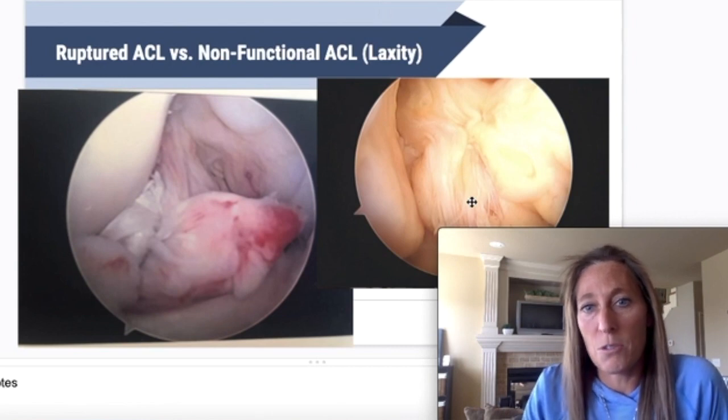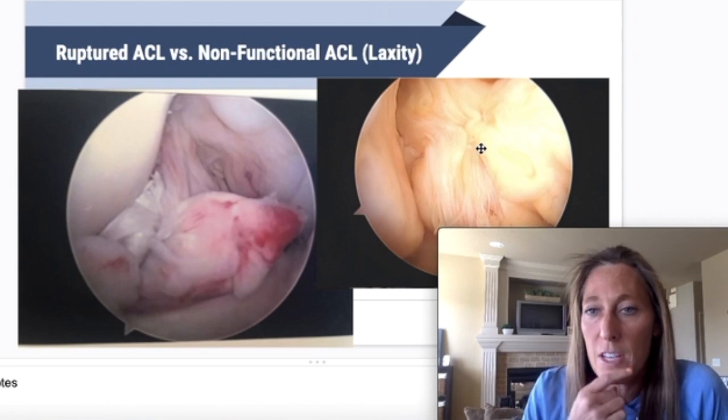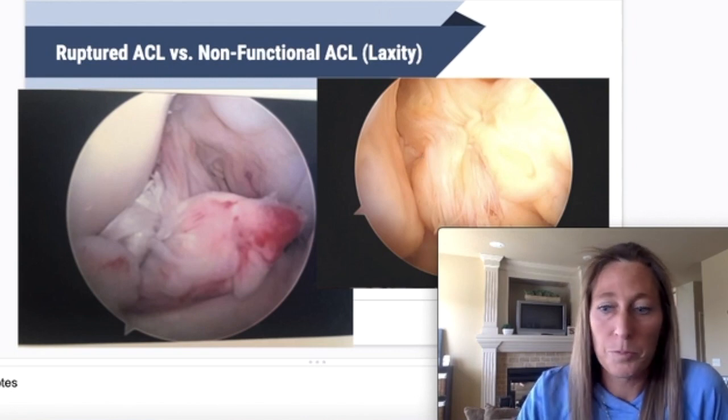And this is a lax or non-functional ACL. And you can see how it's kind of wavy here. You want it to be very tight. And I believe we'll see in pictures in the future what an ACL should look like. So they could move this and it wouldn't actually move the knee.